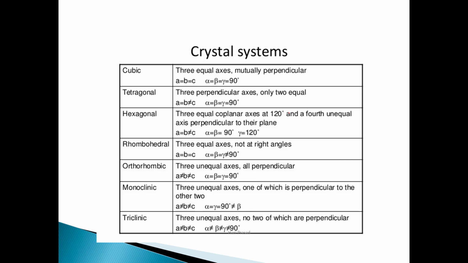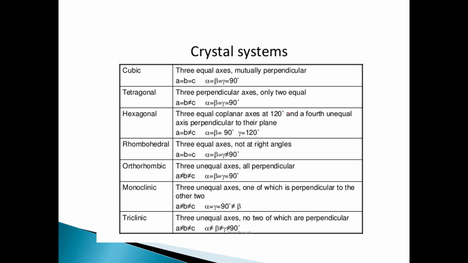Hexagonal, 3 equal coplanar axes at 120 degrees and a fourth unequal axis perpendicular to their plane. a equal to b, not equal to c. Alpha equal to beta equal to 90 degrees, gamma 120 degrees. Rhombohedral, three equal axes not at right angles. a, b, c are equal. Alpha equal to beta equal to gamma, not equal to 90 degrees.